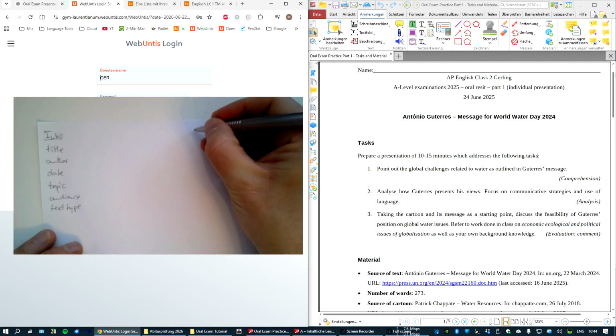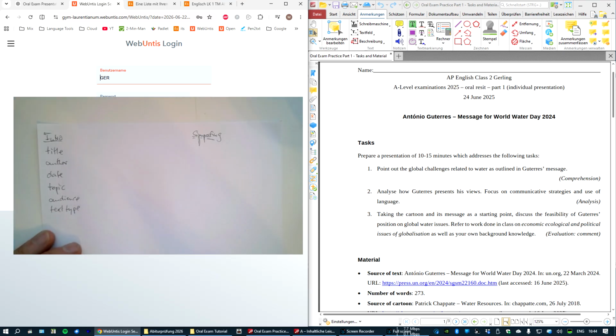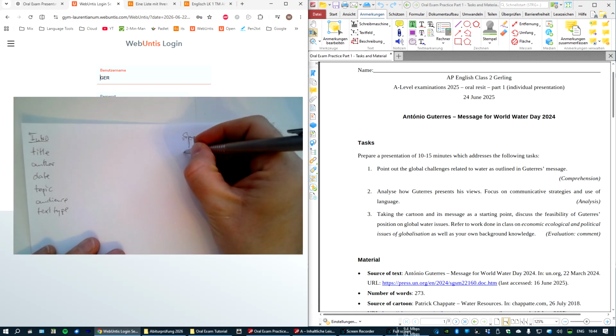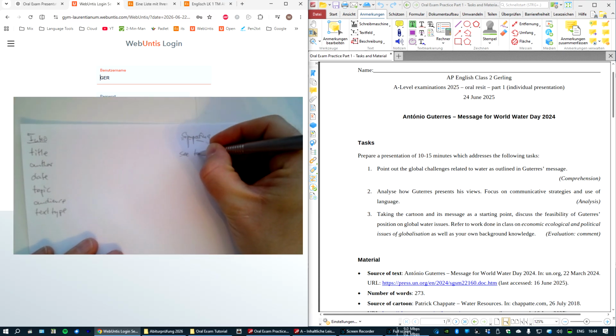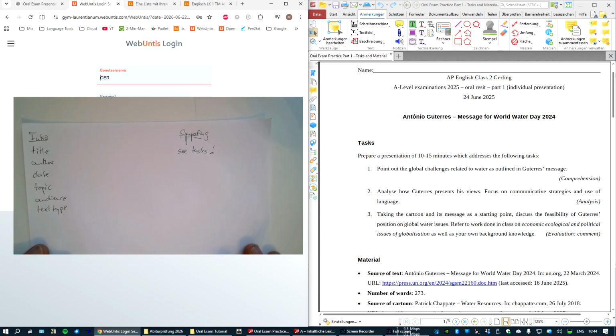Here you write down signposting. This is something that you remember first. Yeah, see tasks. Yeah, this is what you write down. Yeah, how you can work. And now you take a look at the actual tasks.